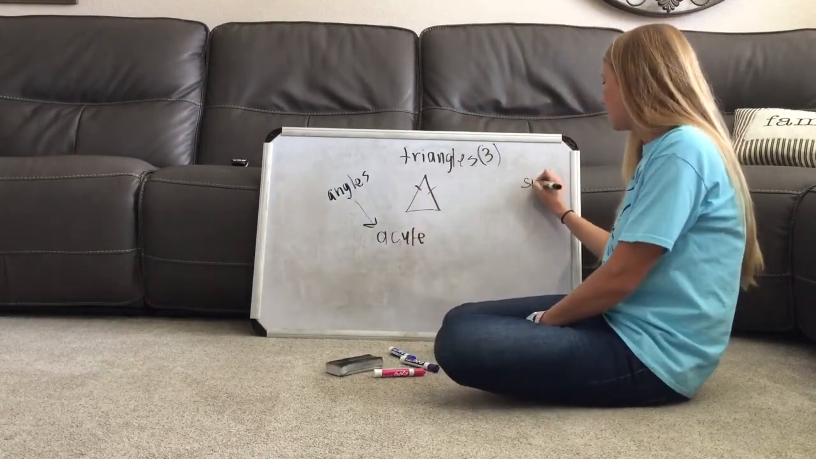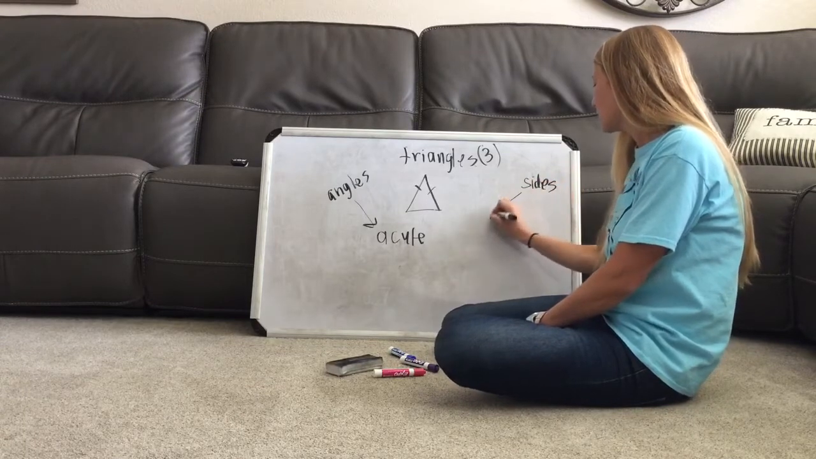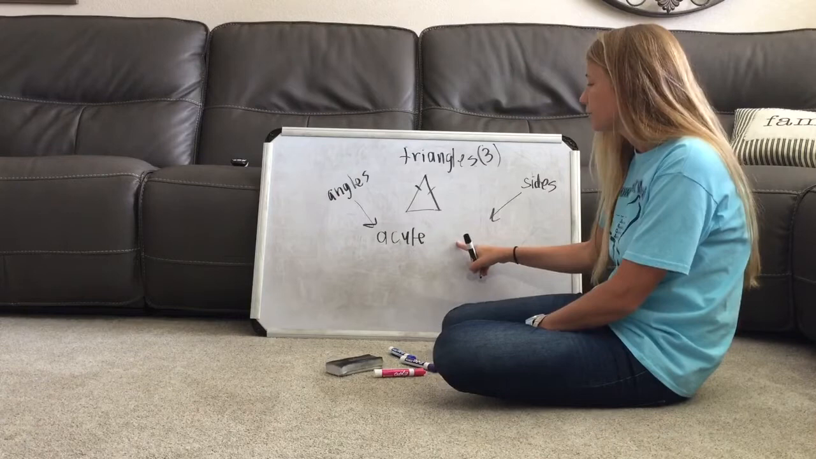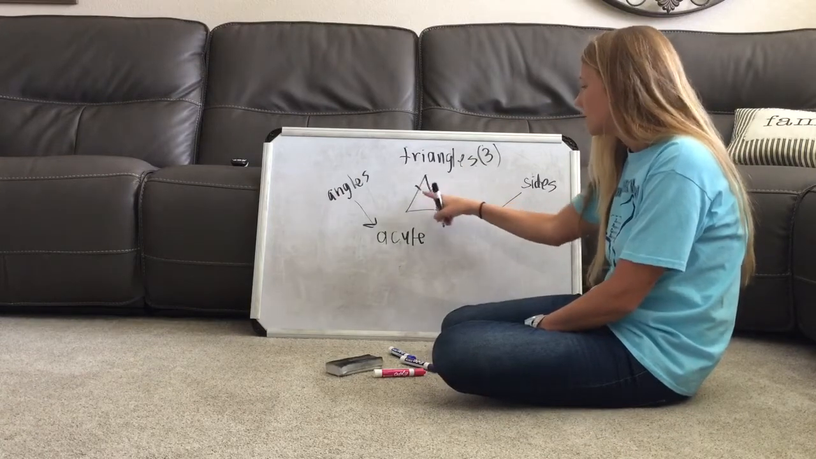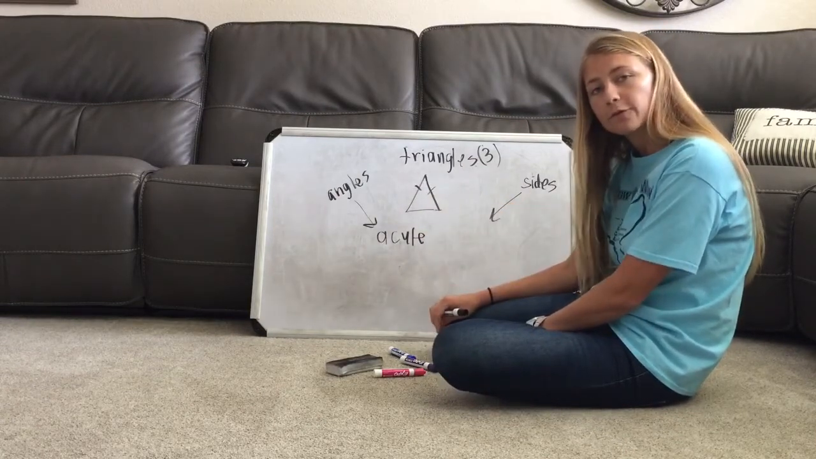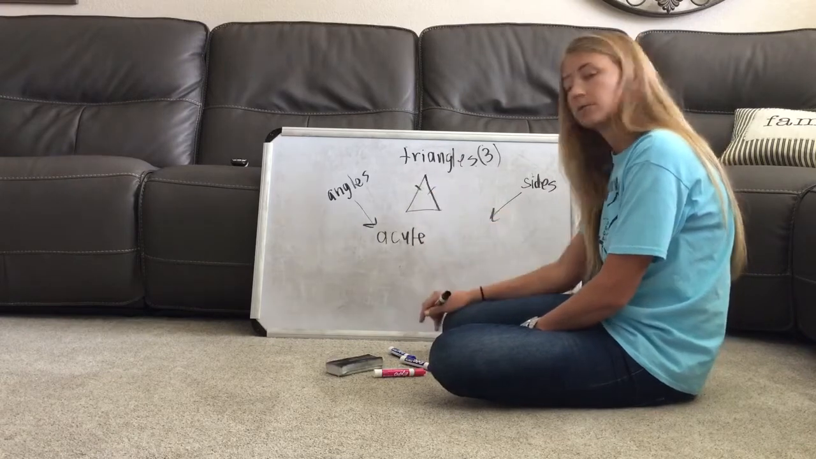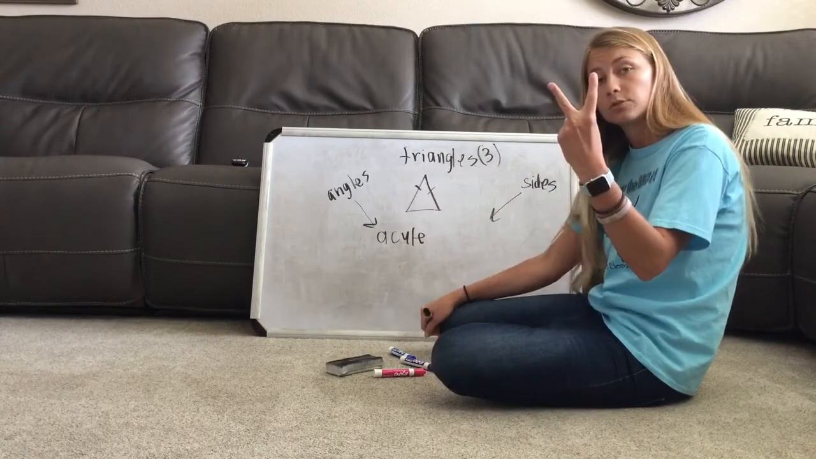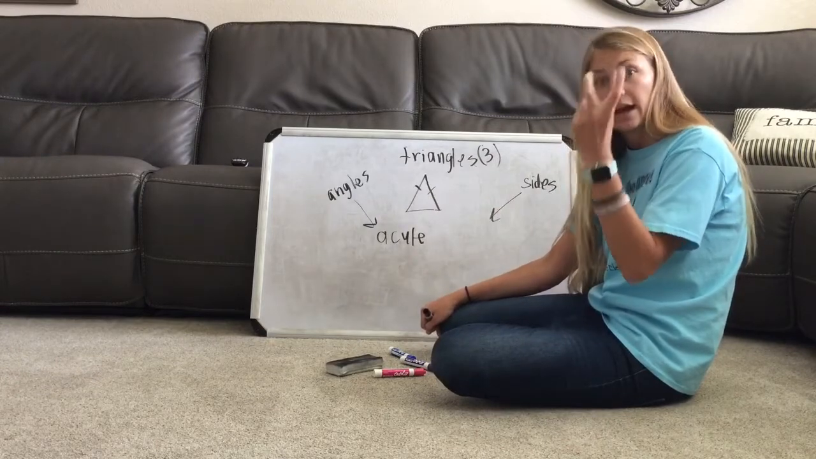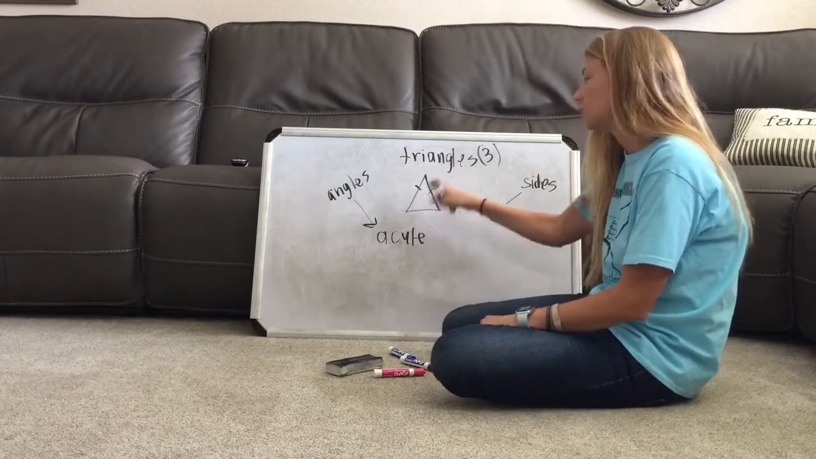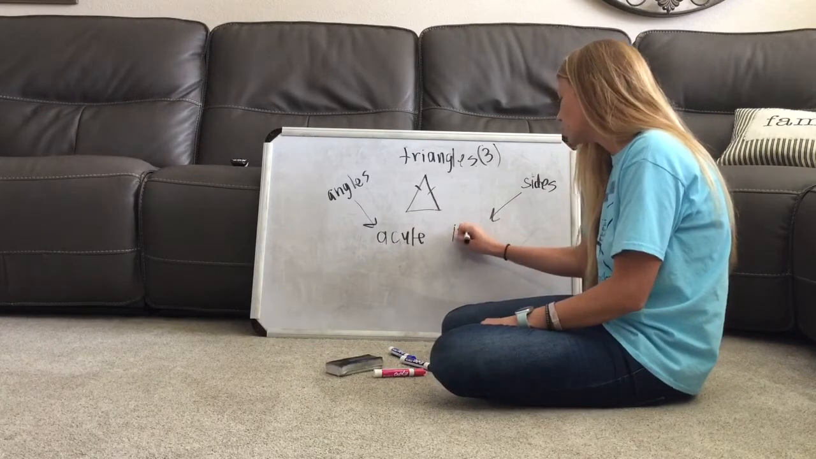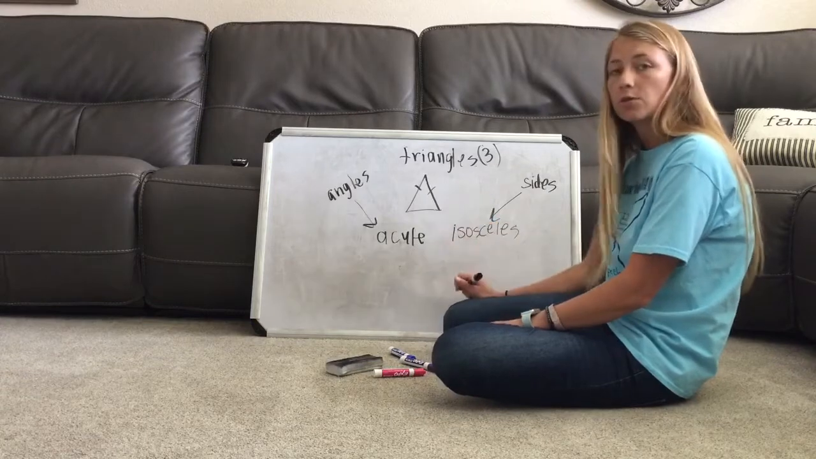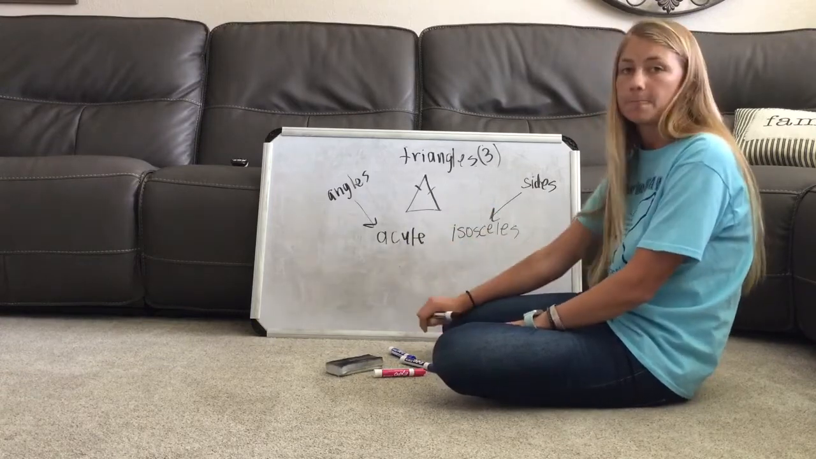Then we need to classify by sides. So let's take a look at the 3 sides. What do these tick marks mean? How many tick marks do I have? I have 2 tick marks, which means there's 2 sides that are the same length. 2 sides like 2 eyes, isosceles. So it has 2 sides that are the same length, which means it's an isosceles triangle. So this triangle would be called an acute isosceles triangle.